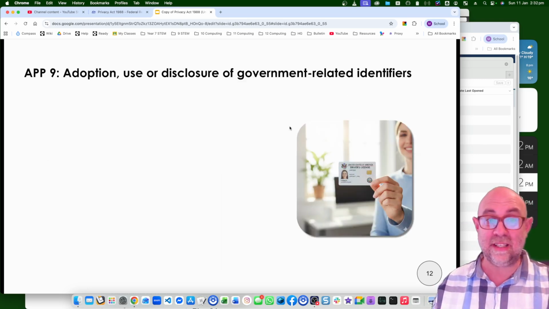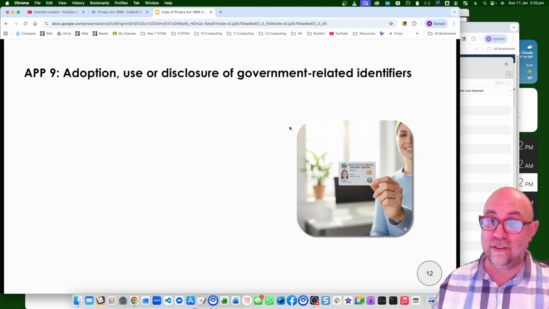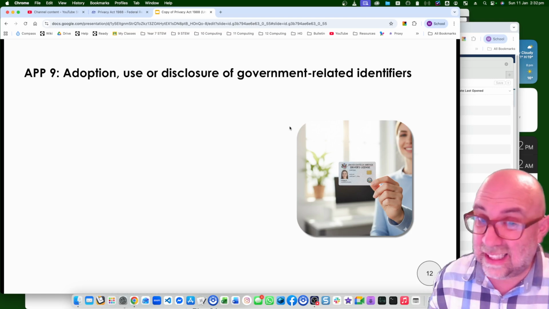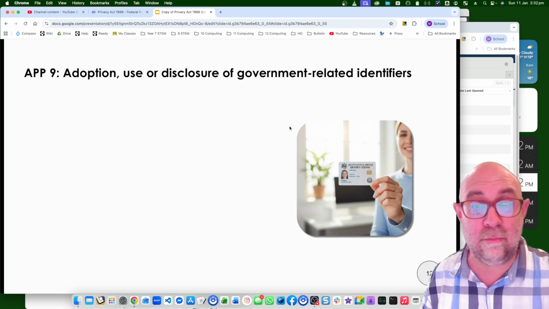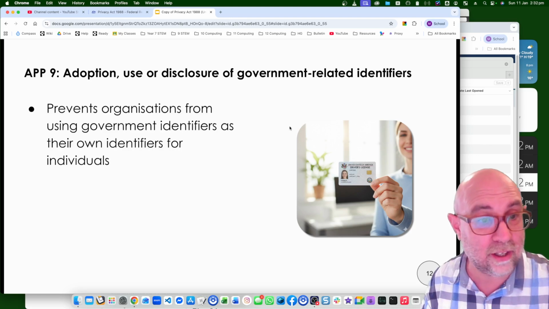Number 9 is about government, the use, disclosure or adoption of government-related identifiers. Now, I was actually really surprised by how many government-related identifiers there are in Australia.